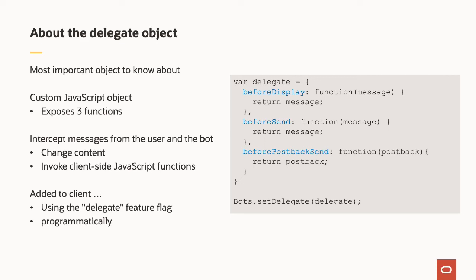There are two ways to add a delegate. One is to use the bots object that I mentioned, in the settings page that Daniel showed, where you call bots.setDelegate and point to your object. Or in the delegate property, you associate it with the delegate object, and then it will call it as well. That's very powerful. A lot of the examples that we have in Oracle Tech Exchange that deal with the Web SDK use the delegate object one way or the other.